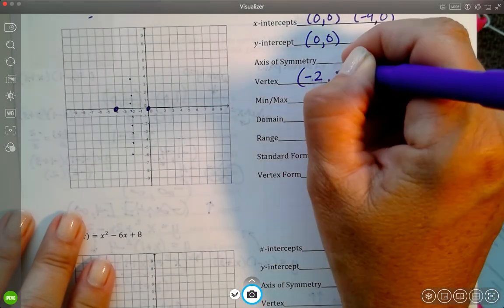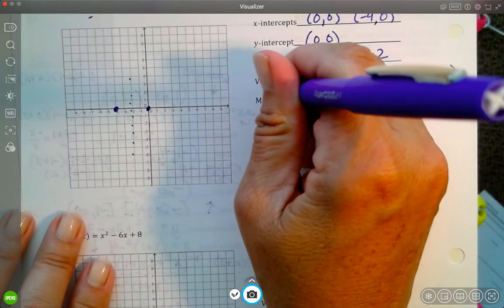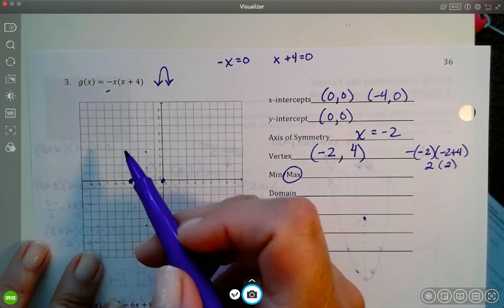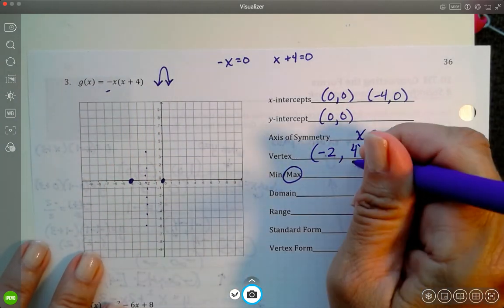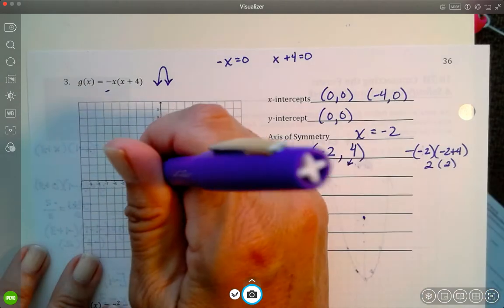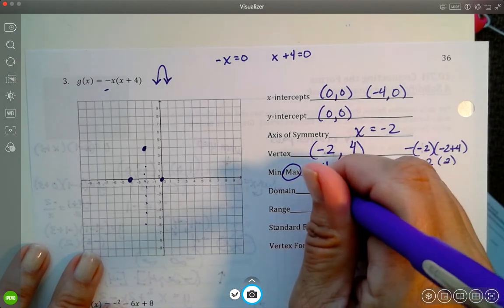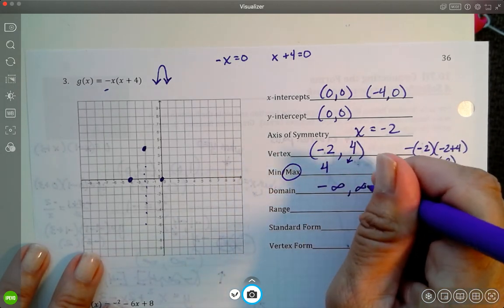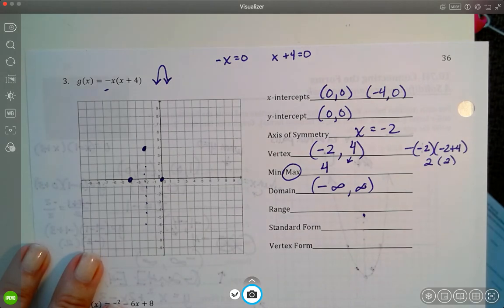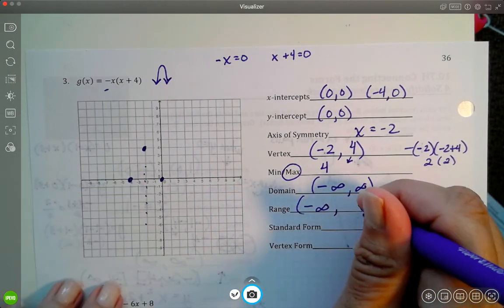Is it a minimum or a maximum? This one definitely has a maximum, and this time it's right, because I already know it's going to look like this. What's the maximum? It's whatever my y value is, so my maximum is 4. Okay, so -2, 4. All right, my domain, still -infinity to infinity. Range is going to be the lowest y, which is -infinity, to my highest y, which is 4, inclusive.